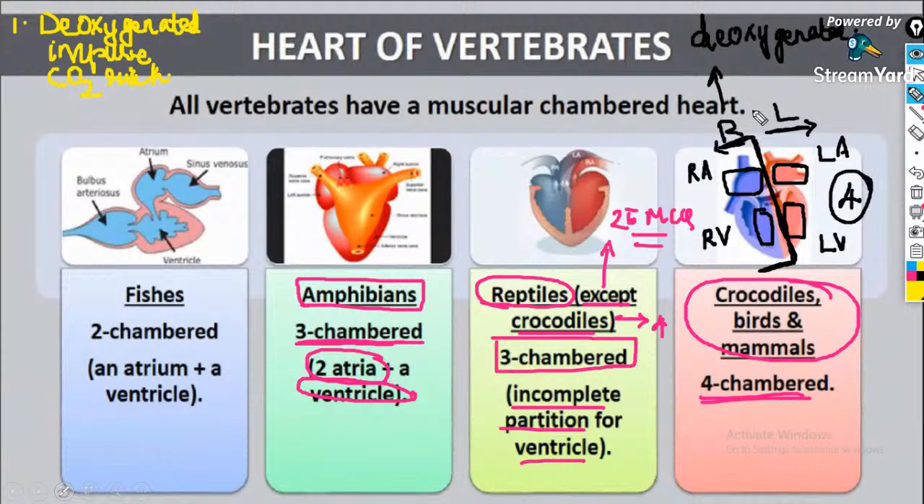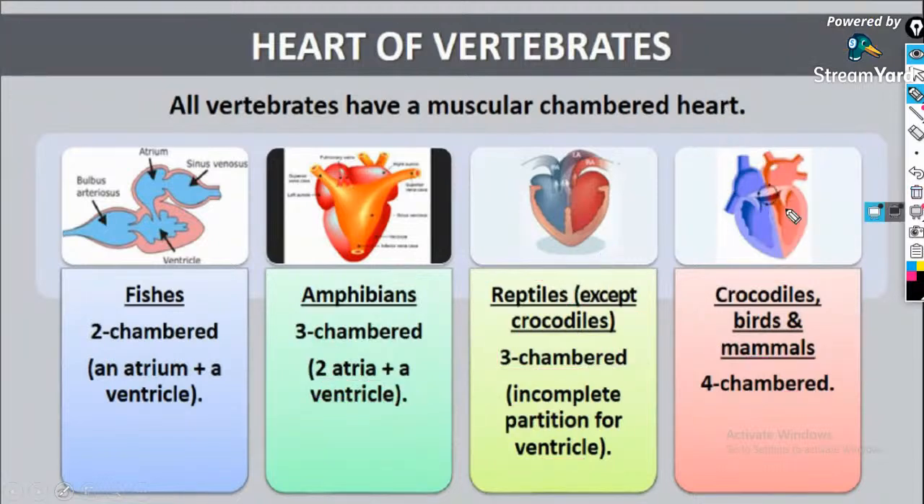So deoxygenated blood is impure blood or carbon dioxide rich blood. The right side of the heart always carries deoxygenated blood, and the left side of the heart always carries oxygenated blood. I hope this is very easy.